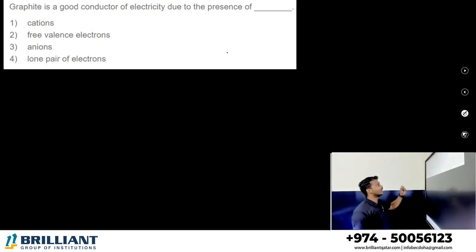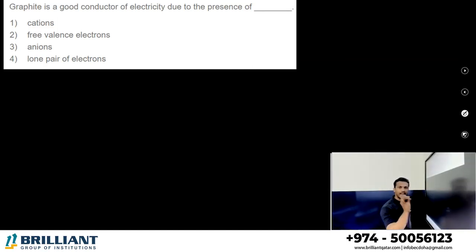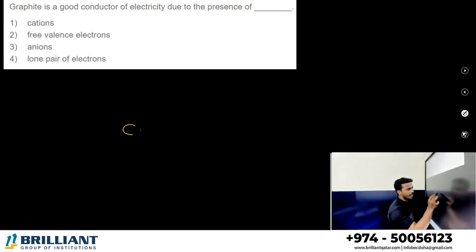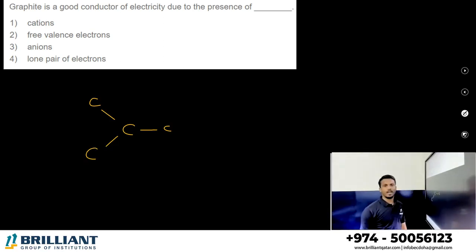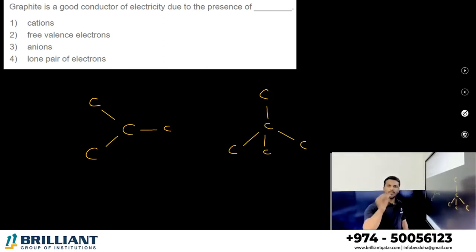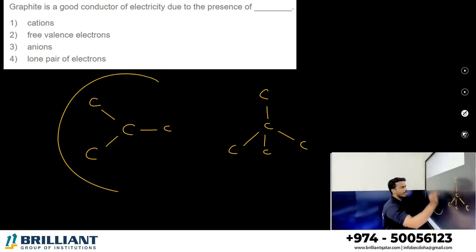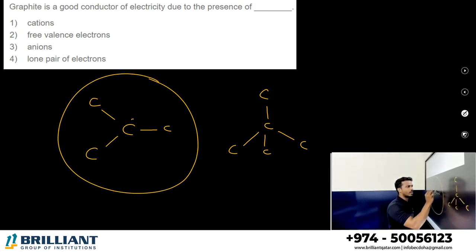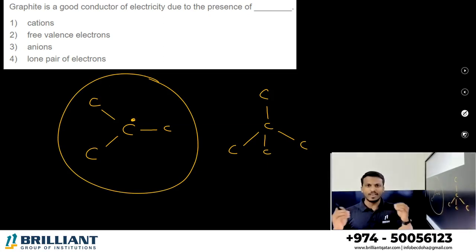Next one. Graphite is a good conductor of electricity due to the presence of what? You know this familiar question. What is the major difference between graphite and diamond, the allotropes of carbon? In graphite, each carbon is connected to 3 carbon atoms. But in diamond, each carbon is connected to 4 carbon atoms in a tetrahedral manner. Carbon valency is 4. So in graphite, there is 1 carbon at the center, directly connected to 3 carbons. So one electron is vacant. This free electron can conduct electricity. So what is the answer? Free valence electron. Option number 2 is the correct answer for why graphite can conduct electricity.